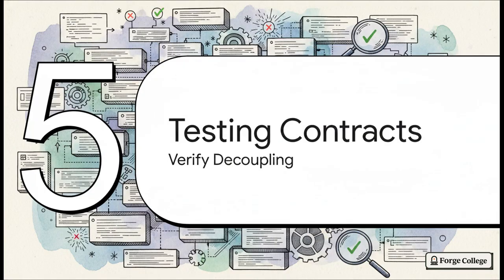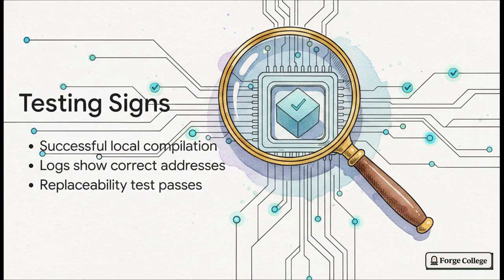Section 5. Testing your contracts to verify decoupling. We're engineers, so we know that robust testing is how we actually prove our decoupling worked in the first place. When you run a local Hardhat deploy script, there are 3 concrete signs you need to look for to confirm your wiring succeeded. First, successful local compilation without errors.